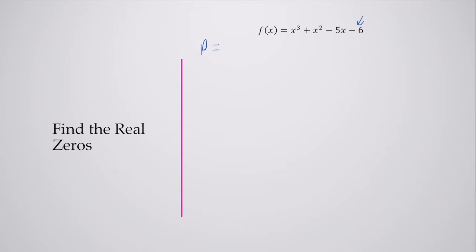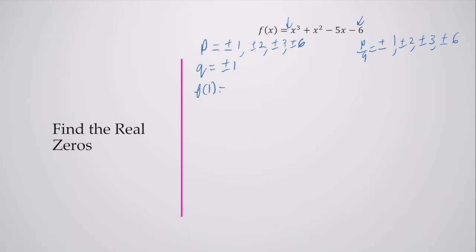So in this case, my potential P's are all the factors of 6, so that's plus or minus 1, 2, 3, and 6. My Q in this case, all the factors of my coefficient of 1, which is just 1. So my possible rational zeros are going to be plus or minus 1, plus or minus 2, plus or minus 3, and plus or minus 6. So I always want to start out with the simpler numbers. That's how I like to do it.